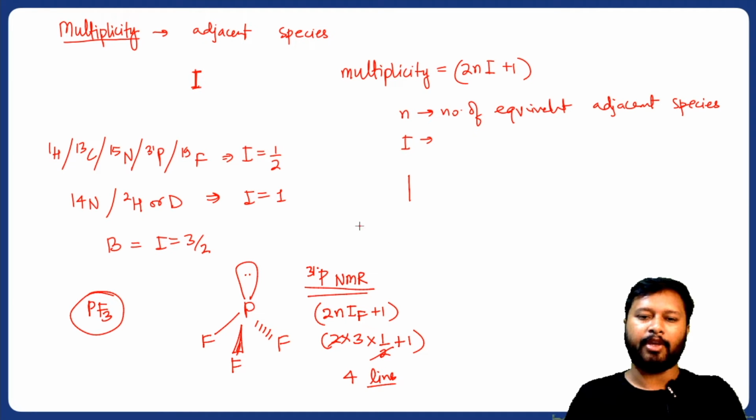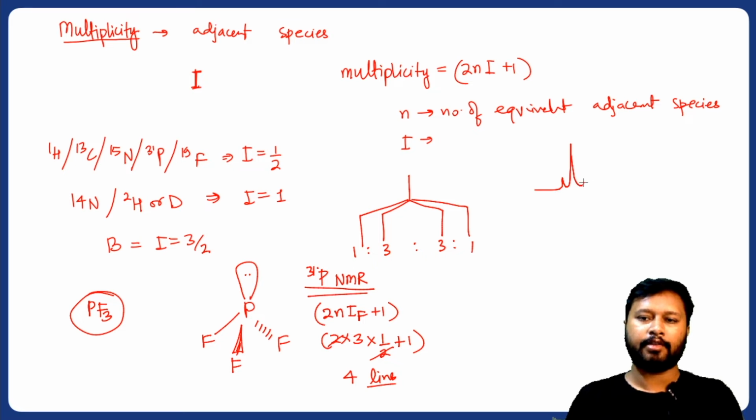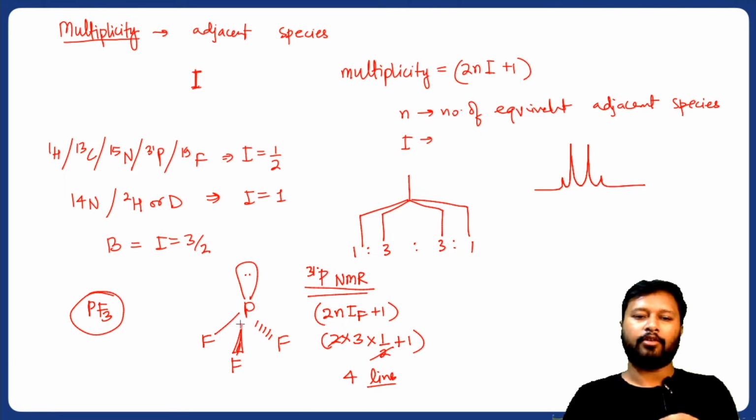So this single peak which was coming because of phosphorus is now going to split up into 4 lines. Since the I value is half, the intensity ratio of these peaks will follow Pascal's rule, 1:3:3:1, and the spectrum will look something like this. That's what happens according to the species we have around it.